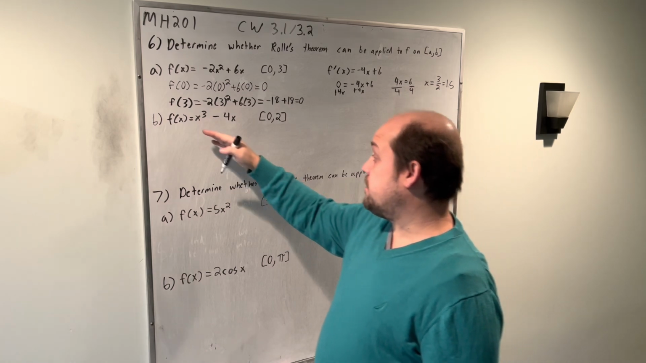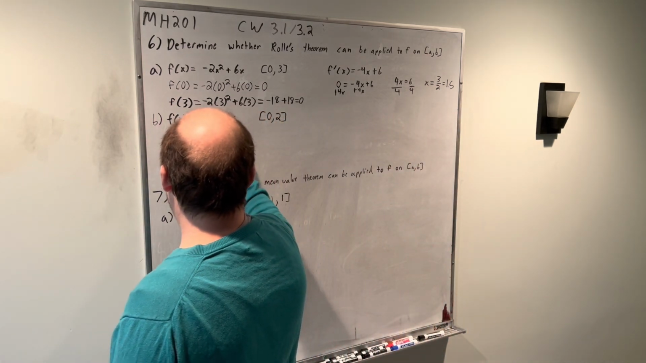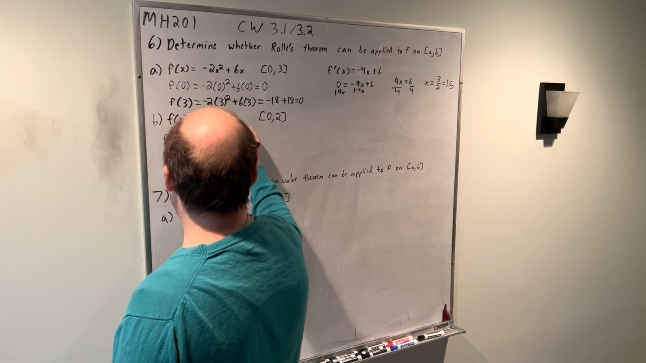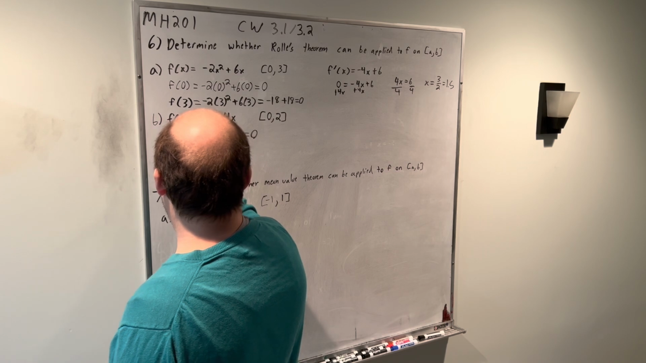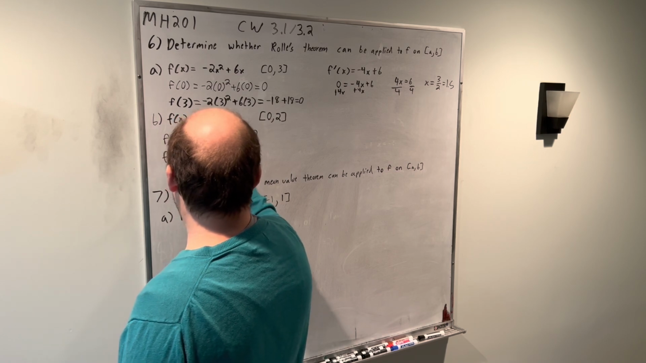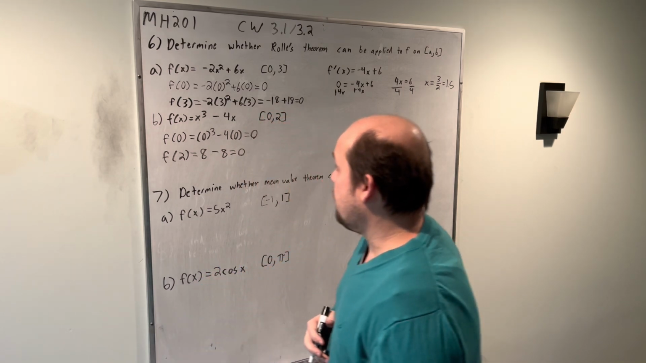Doing the same steps for part B here, I start by doing f of 0. When I do that, I get 0 cubed minus 4 times 0, which is 0. When I do f of 2, I get 2 cubed, which is 8, minus 4 times 2, which is 8. So again, I get 0.